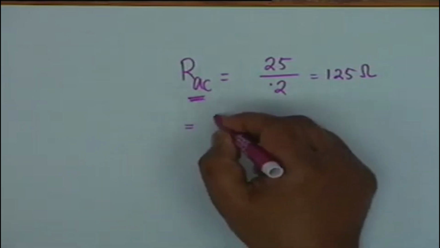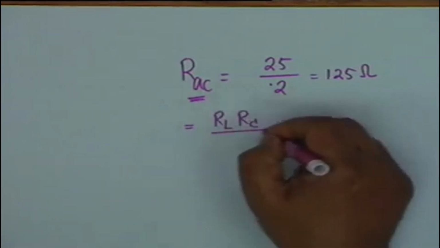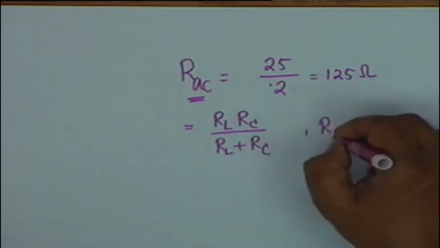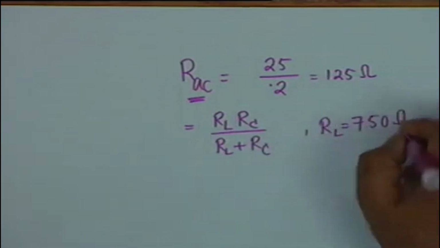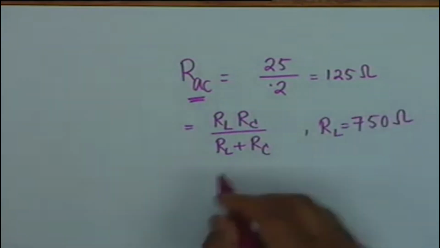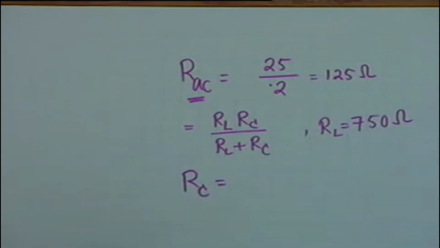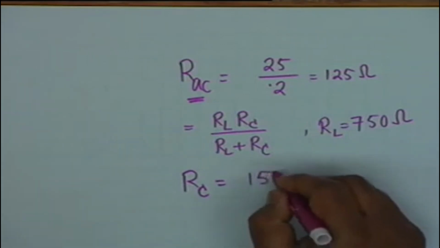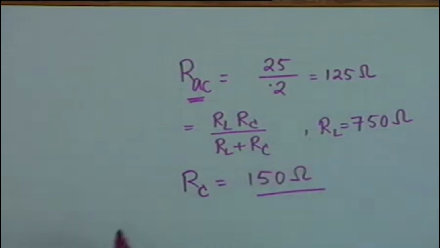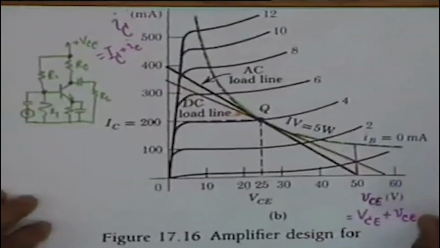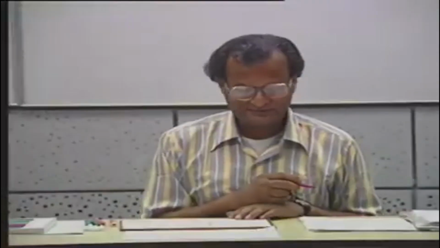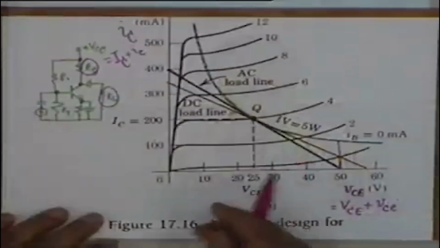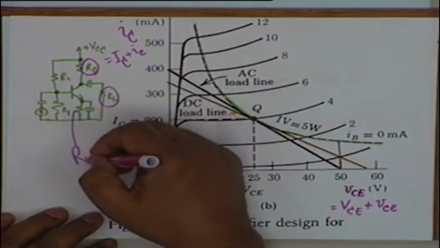Now what is effective R_AC? It is the parallel combination of RL and RC, where RL is specified as 750 ohms. All right, therefore you know what is RC. Is that clear? RC by calculation comes out as 150 ohms, and therefore in this circuit this is determined, RL is known. All that now one has to determine is RE, this resistance.